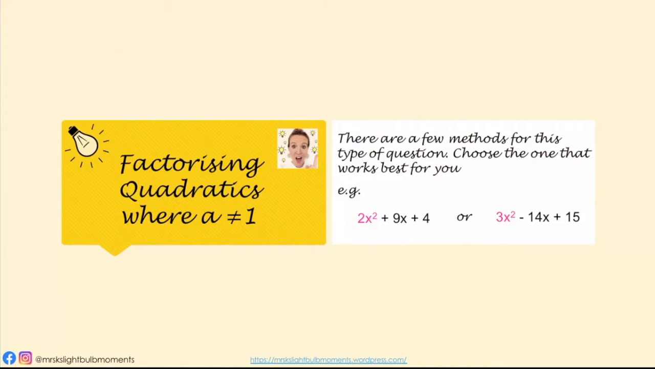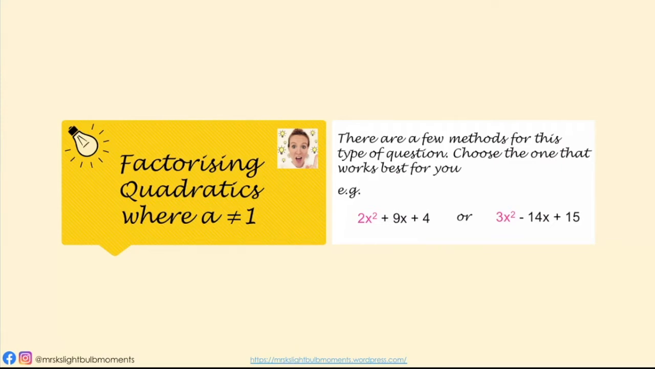We're going to move on to factorising quadratics where a does not equal 1. So if you look at these two examples, the first one we've got 2x squared plus 9x plus 4, and the second one 3x squared minus 14x plus 15. So the important bit is that first term isn't just an x squared. So if you remember earlier on when we just did find the sum of the middle number, the product of the last number, that was for basic ones, we didn't have a number right at the front. This method is slightly trickier.